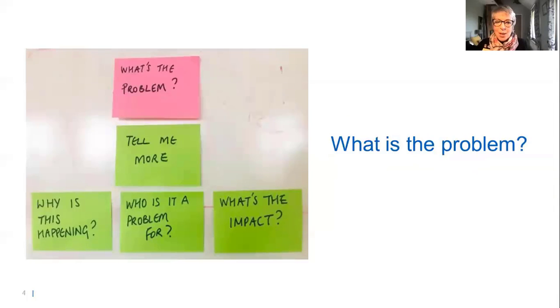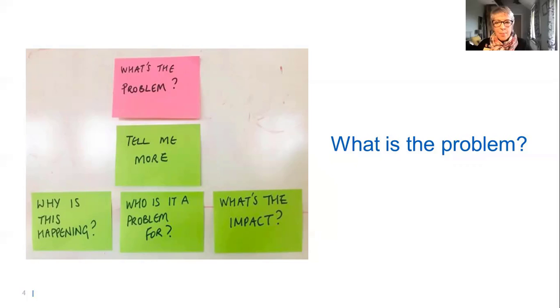Okay, so the first thing we're going to do is think about actually what is the problem. You need to dig a little bit deeper on this, because sometimes when we initially look at a problem, it might look like one thing. When we start digging, it actually reminds us that it's something actually quite different.